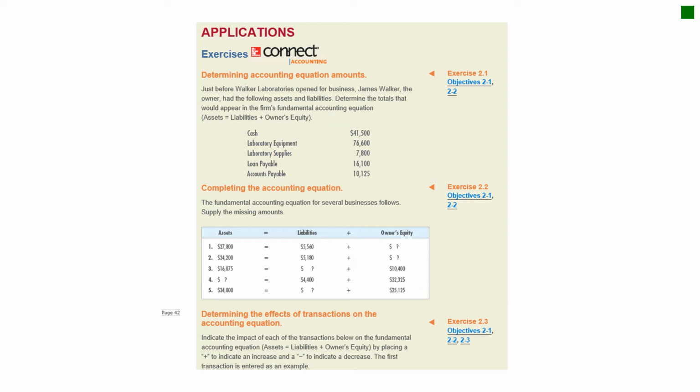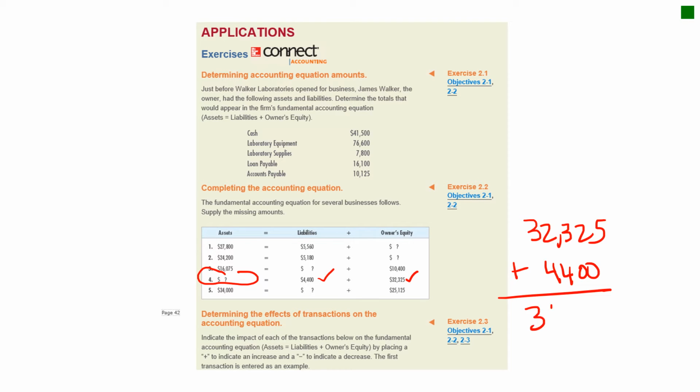Okay. Now, if you look at the other ones, number 3 and number 5 are the same. Number 4 is they give you liabilities, they give you equity, but they don't give you the assets. So again, to figure out that unknown, all you have to do is add those. So if you take 32,325 and you add the 4,400, obviously you're going to get 36,725.